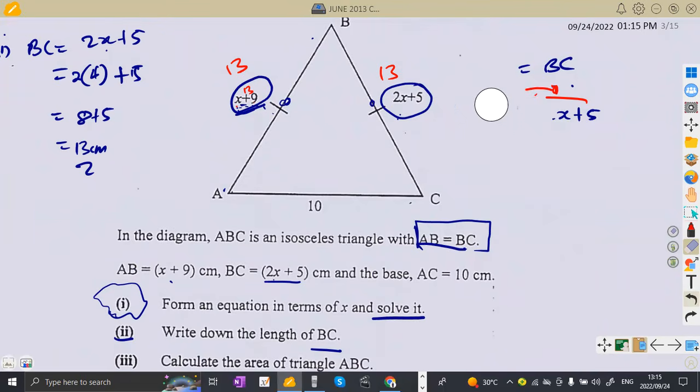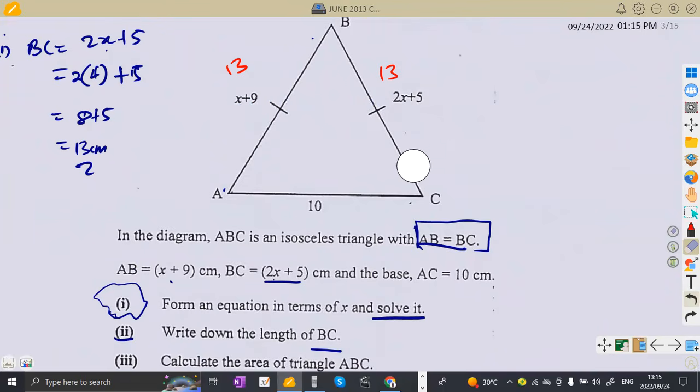Remember, we have the value of X that we determined before. Now I want you to see something: the line from B to the base of this triangle bisects the triangle. It's like a line of symmetry. It doesn't only bisect, it also divides the base into two equal parts. It is a perpendicular bisector.